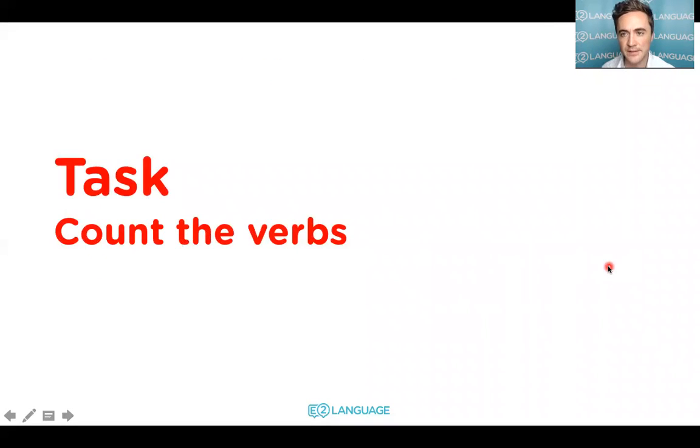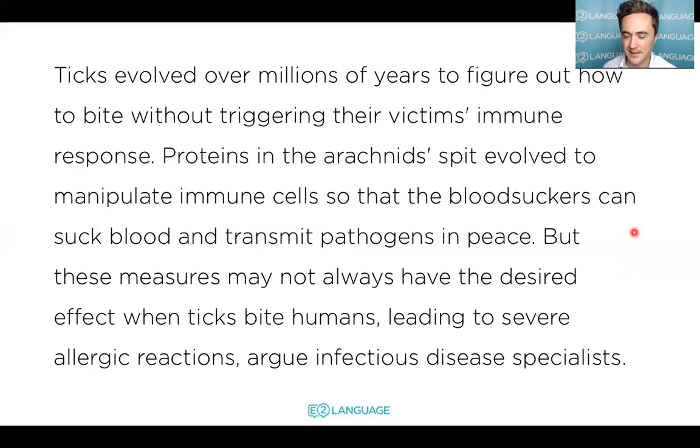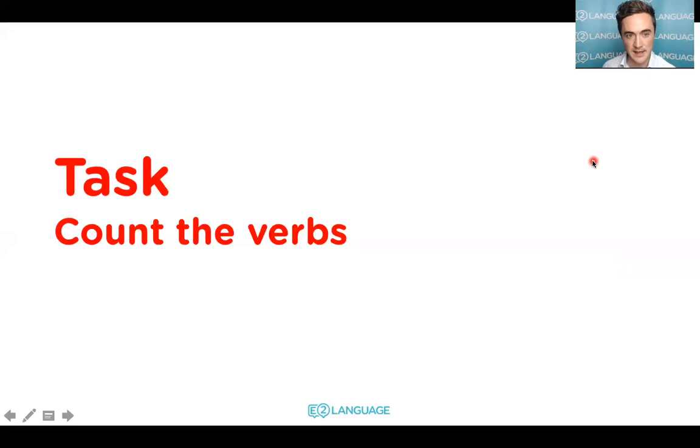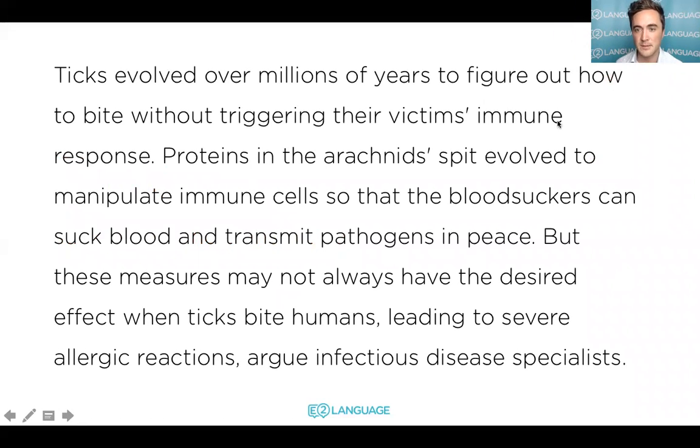I want you to count the verbs. Use that strategy of putting you can before the word to see if it's a verb, but first simplify it. See how many verbs you can find here. Count them. Just count them. Count the verbs.